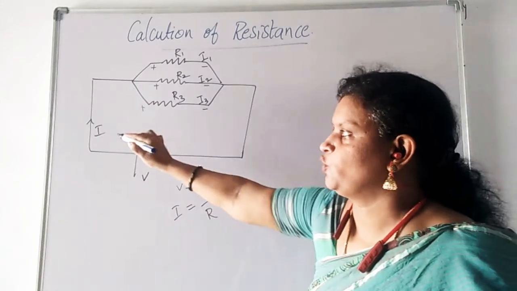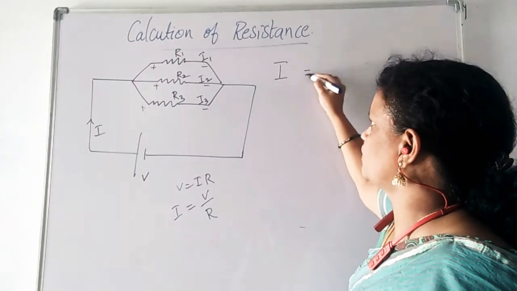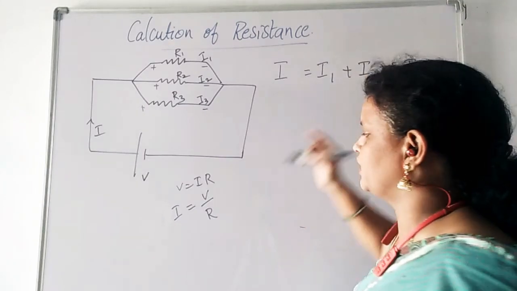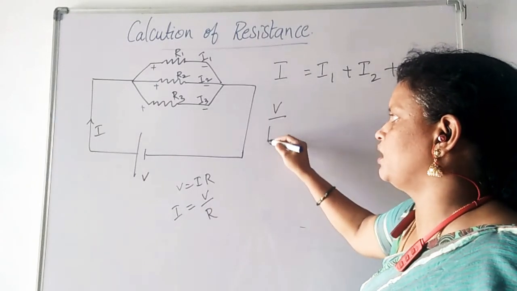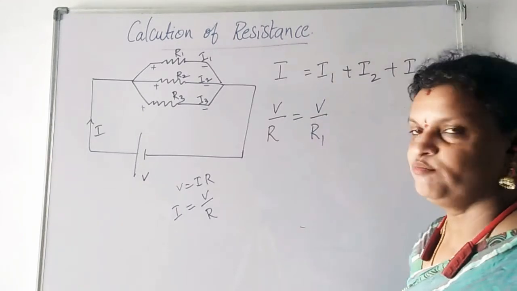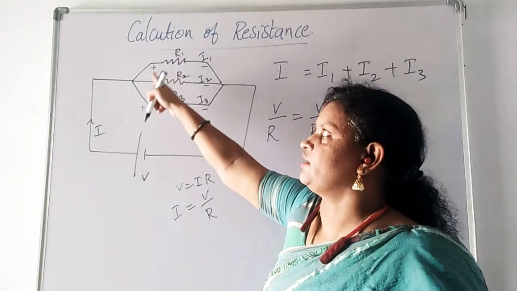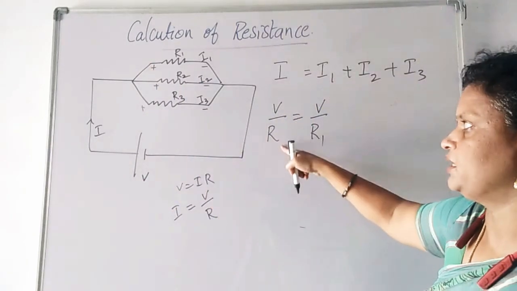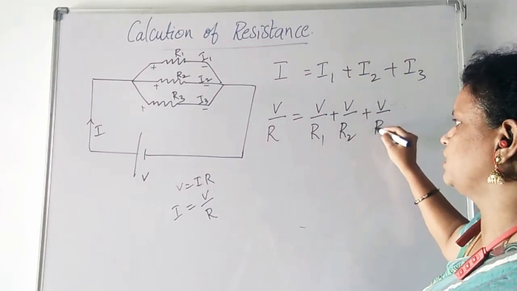I is equal to V by R. So the total current flowing in this circuit, I, is equal to I1 plus I2 plus I3. But according to Ohm's law, I is equal to V by R. So what can we write here? V by R is equal to I1 plus, in place of I1 we can write V by R1, because R1 is the resistance of the first resistor, and the V value is the same for all the resistors as we have seen in the parallel connection.